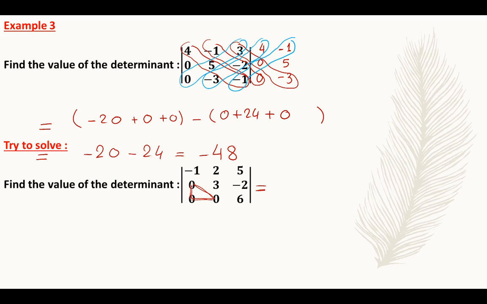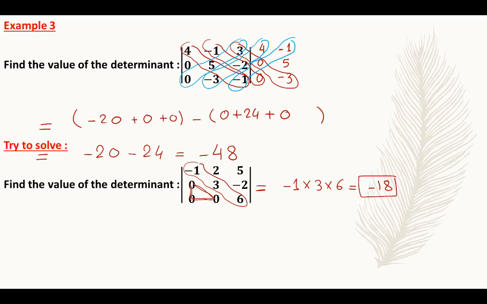you can see that this is a triangle of zeros, so the value of this determinant will be the multiplication of the elements of the main diagonal. So the final result will be equal to negative 1 multiplied by 3 multiplied by 6, so it will be equal to negative 18. This is a very easy way to find the value of the determinant if you find the triangular form. This is what we call a determinant in the triangular form.